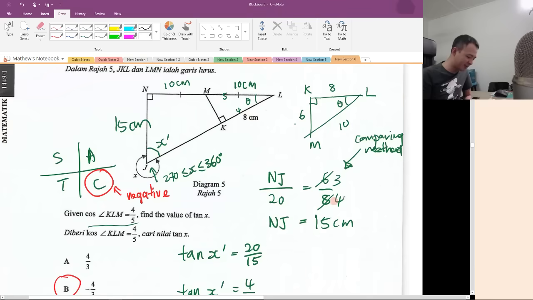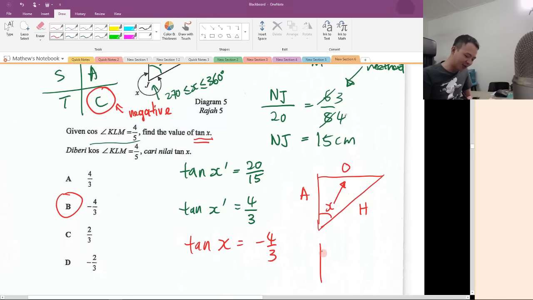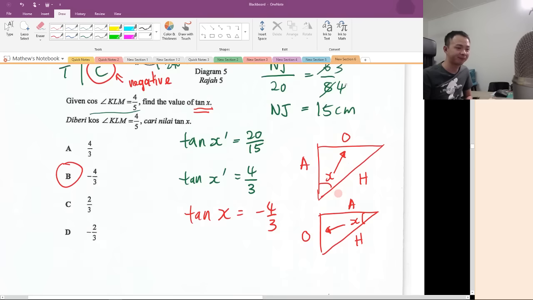Why use tangent? Because the question actually asks about tangent x, right? So tangent is the only thing we can use. If you don't know where is the opposite, it's very easy. If the angle is over here, opposite the angle we call opposite. This is adjacent, this is hypotenuse. If I have the same thing, my angle is over here, opposite my angle we call opposite, adjacent, and hypotenuse will be the longest line.